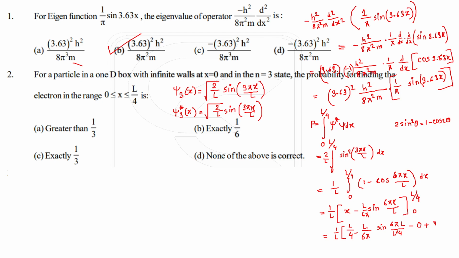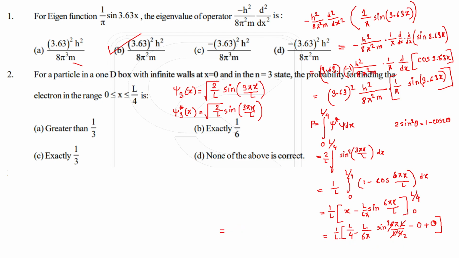So I'm not writing it because it will become sine 0, right? Sine 0 is 0. So if in place of x I put 0, it will become 0, so I'm not writing anything. And here your L and L are going to cut, and it is going to give you 3 pi by 2, sine 3 pi by 2. So we need to know the value of sine 3 pi by 2.